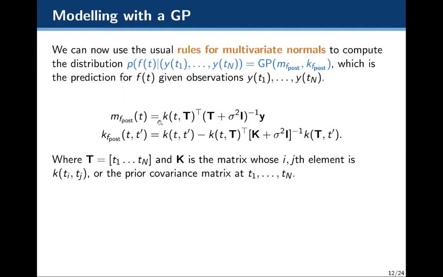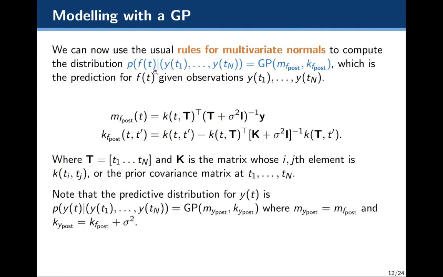So what this means is that the posterior mean at any location t is given by the kernel evaluated at t and this vector capital T, which I've specified here, at all the observation points, and that's what I mean by capital T here, plus sigma squared I, inverse, times y. Similarly, the posterior kernel at any two new points is updated in a similar way. You can get these by going through the probability rules that I wrote before, the sum and product rules, and using Bayes' rule.